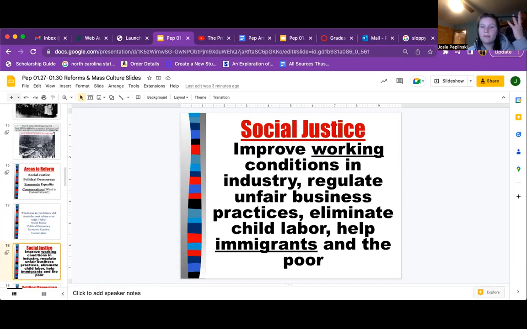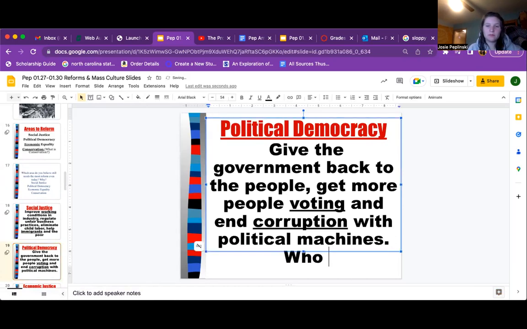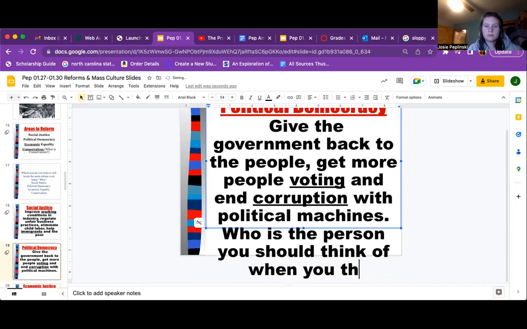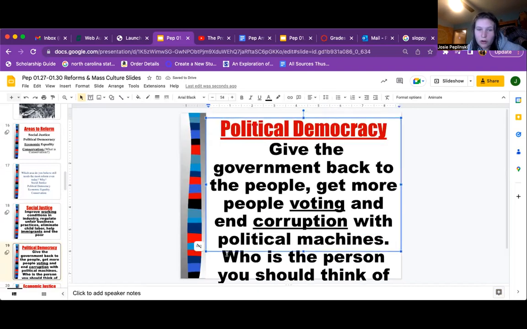Social justice would include improving working conditions in the industry, regulating unfair business practices, eliminating child labor, helping immigrants, and the poor. Political democracy would include giving the government back to the people by getting more people voting and ending corruption with political machines. Who is the person you should think of when you think political machine? Boss Tweed. He was the person who ran the political machines in New York.